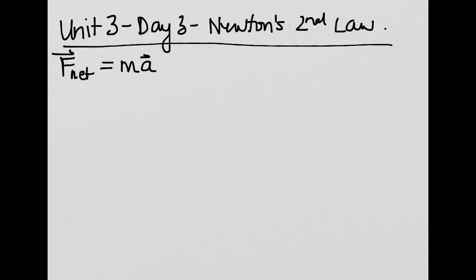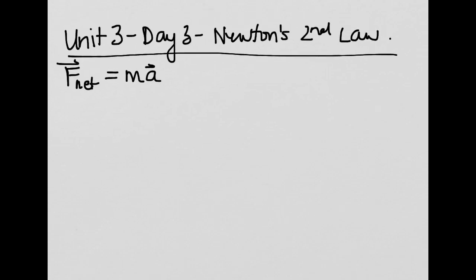F net equals ma. That means the net force acting on a mass or a system causes that mass to accelerate. Okay, and we talked yesterday that if that net force is unbalanced, then the object changes its motion, which is essentially what this law is saying. So we're going to go ahead and do the examples that are in the note.